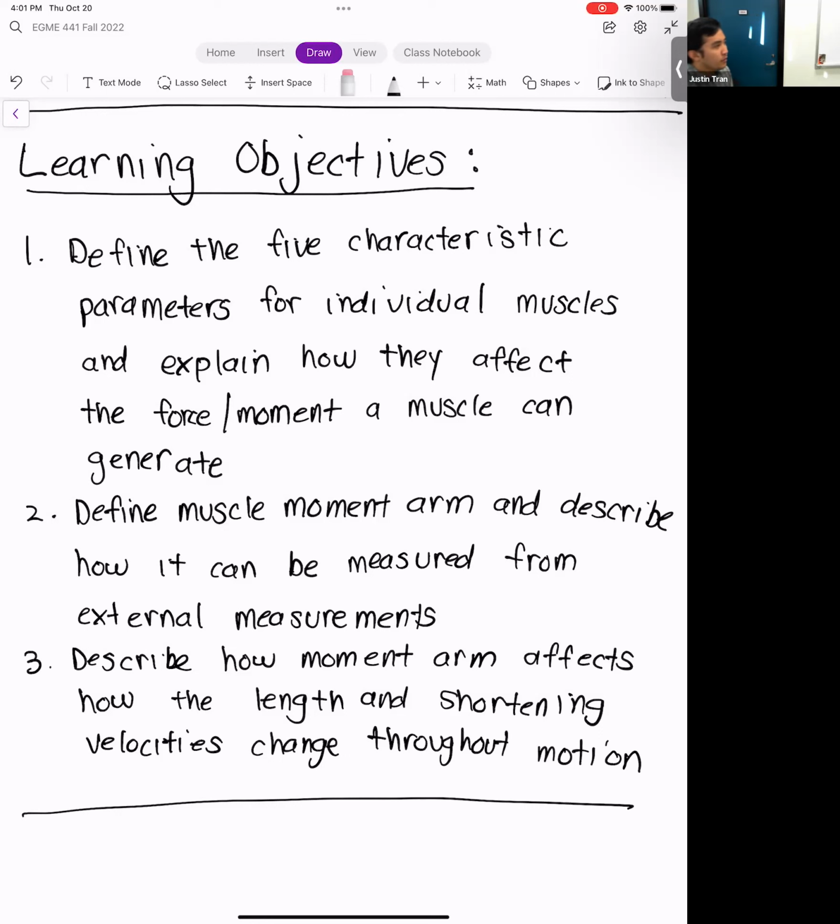I'll probably spend the first 15, 20 minutes today talking about that, and then the rest of the time will be back on muscle dynamics. That's all my announcements for today. Are there any questions I can answer before we get started? Great. Let me go ahead and switch to my computer screen here.